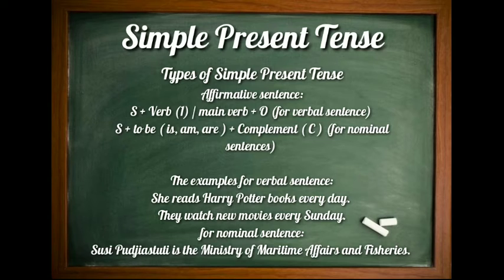The examples of simple present tense affirmative, such as the first for verbal sentence, are: she reads Harry Potter books every day; they watch new movies every Sunday. And for nominal sentence, it will be: Susi Pujiastuti is the Minister of Maritime Affairs and Fisheries.